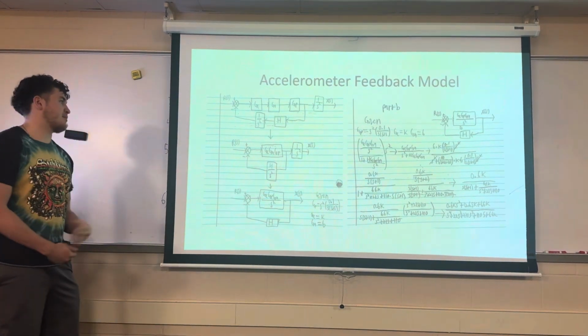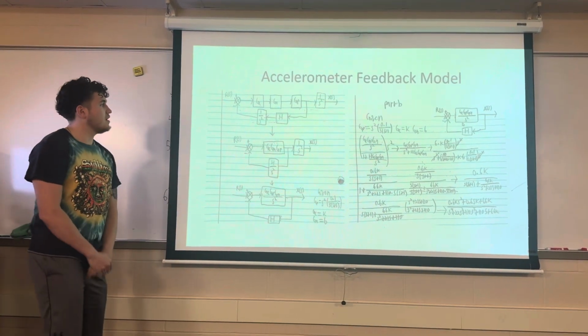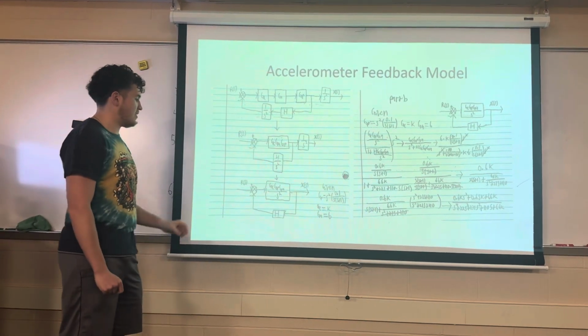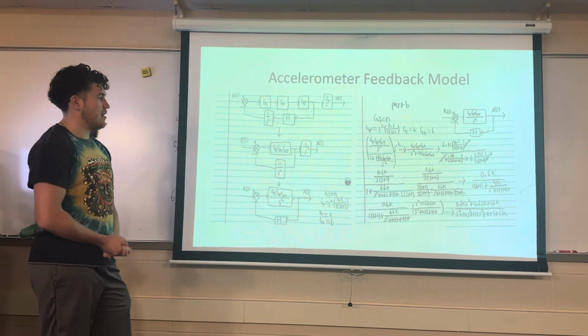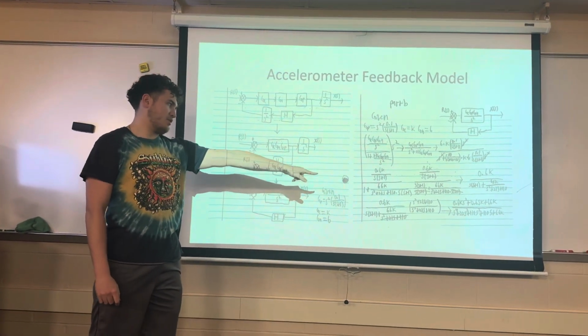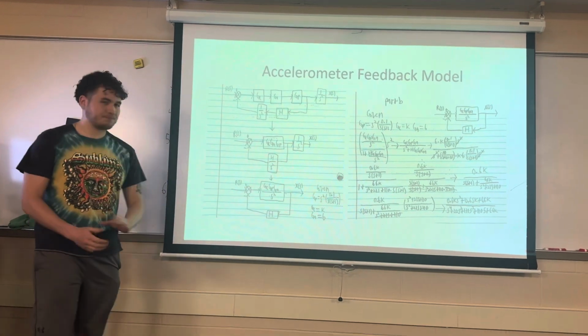So this is the accelerometer feedback model for case B. We do our cascade forms and our block math down to here. Once we reduce all that, we end up with the resulting fourth order system right there.